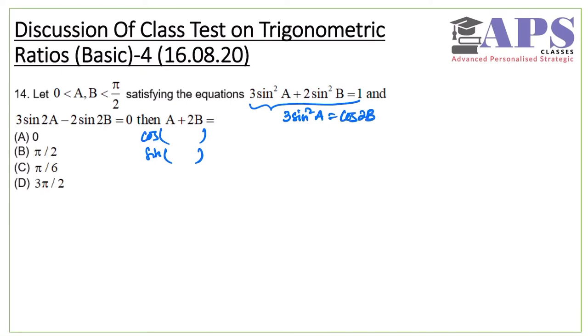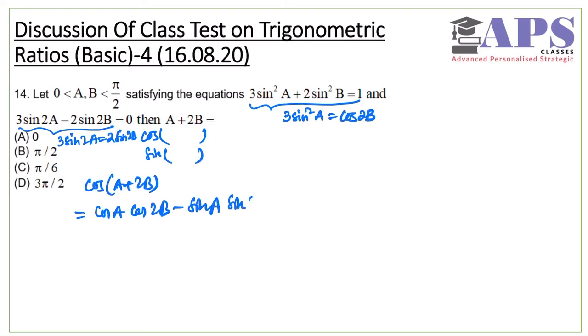And here can we apply any formula? We can say 3 sin 2A equal to 2 sin 2B, after changing the sides. Okay. So if I take cos of A plus 2B, that will give us cos A cos 2B minus sin A sin 2B. Okay, cos 2B is found as 3 sin square A. So cos A into 3 sin square A minus sin A into sin 2B, which is 3 by 2 sin 2A, and outside is sin A. So this is what I am getting.